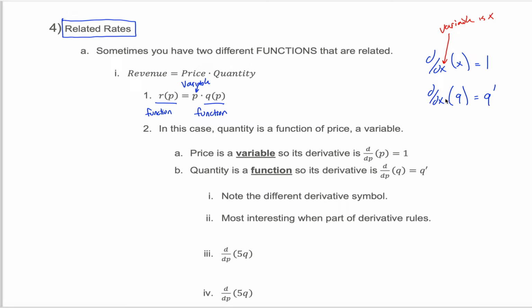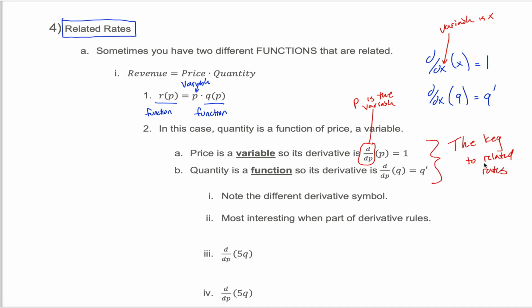If you're paying really close attention, you might notice that our symbol down here for derivative is slightly different than it used to be. We used to write d over dx, now I'm writing d over dp. Oh, that's strange, it's probably just a typo. No, this is specifying that p is the variable. What that's telling you is when you take the derivative of p, your answer should be 1, but when you take the derivative of q, your answer should not be 1, because p is your variable, q must be a function. This is the key to related rates.